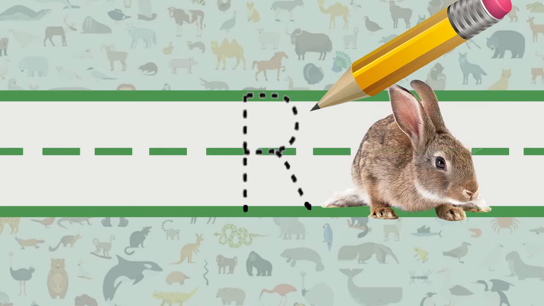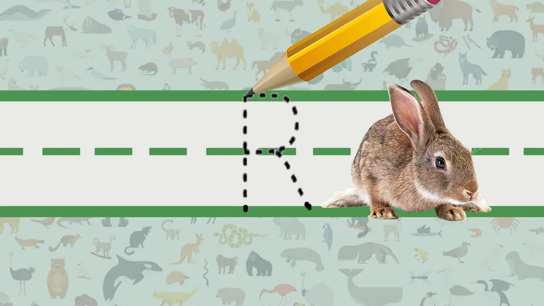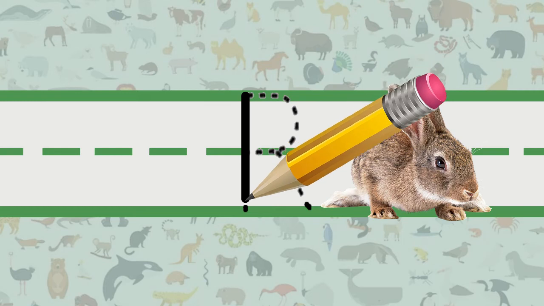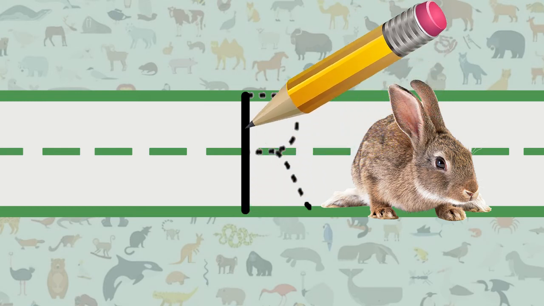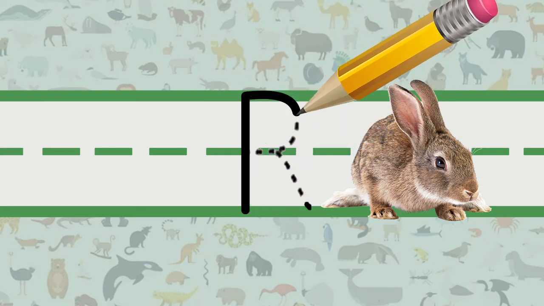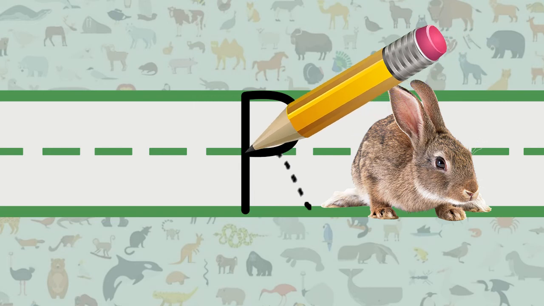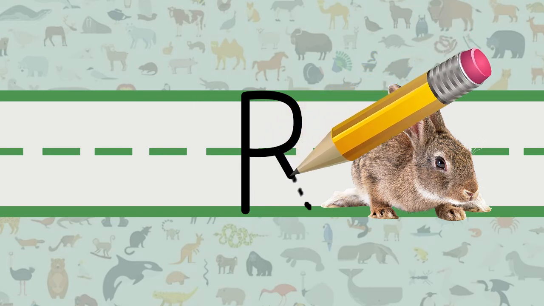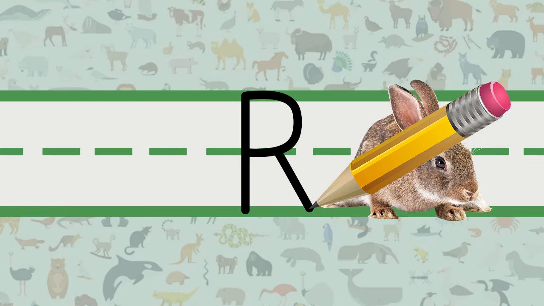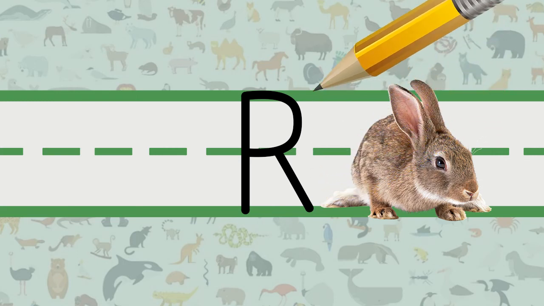R is for rabbit. For big R or capital R, start at the top and draw a straight line down to the bottom. Then go back to the top and draw a curved line to the middle. Then draw a diagonal line down to the bottom. Good job. Let's try that again.